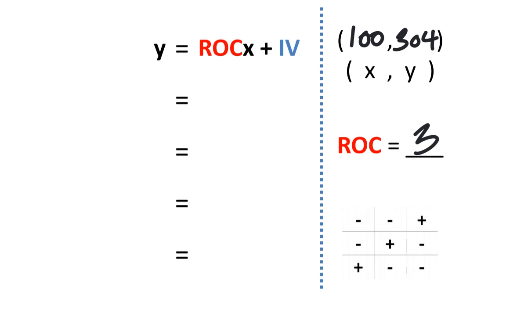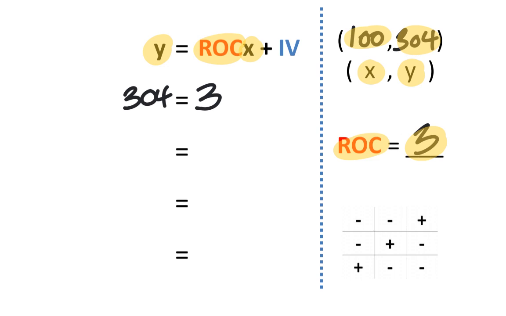Next, we can replace some of our variables with their known values. I'm going to replace y with the number 304. Next, I'm going to replace rate of change with the number 3. Afterwards, I'm going to replace the variable of x with the number 100. And this is going to look a little bit strange. It now looks like 3,100, but there's actually a multiplication sign hidden in between these numbers.